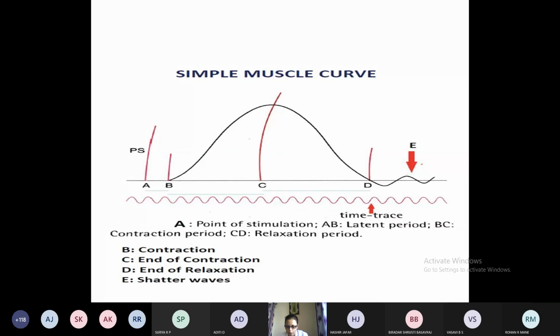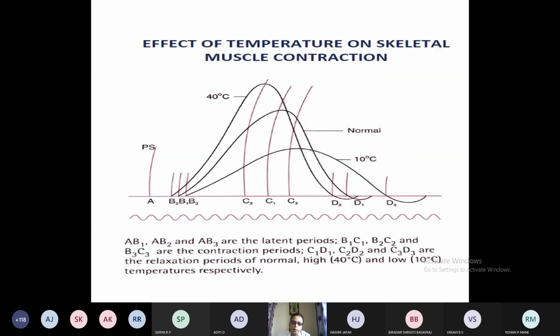So this is about the types of contraction of the muscle. I hope you have understood the simple muscle twitch. Now we will move further to another graph, that is the effect of temperature on skeletal muscle contraction. So how to read this graph and how to perform this practical.